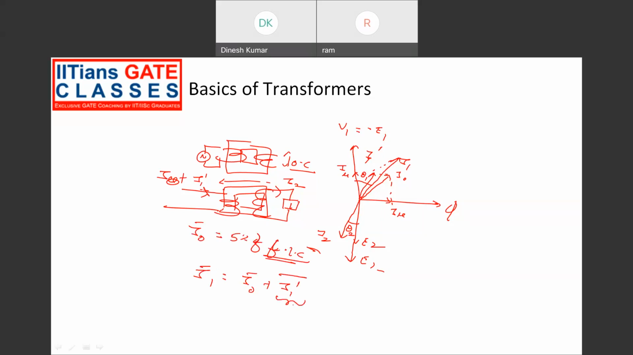Generally, no load current is around 5% of full load current, so you can neglect it. In that case, I can write I1 is approximately equal to I1 dash. If you multiply with the number of turns N1 and N2, the transformer MMF on the primary side is equal to the MMF on the secondary side.